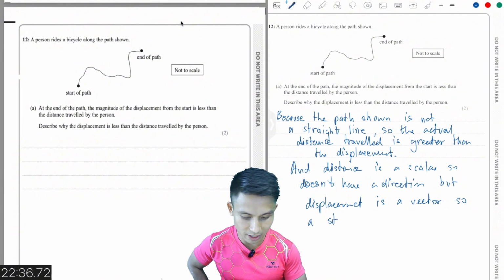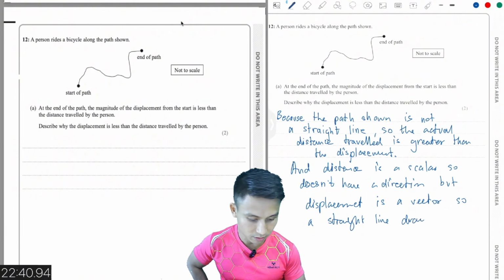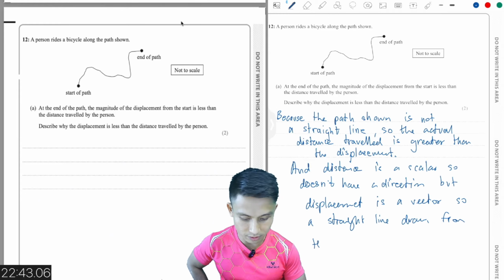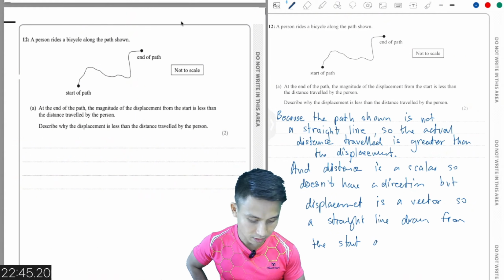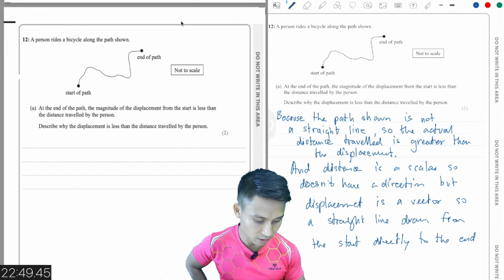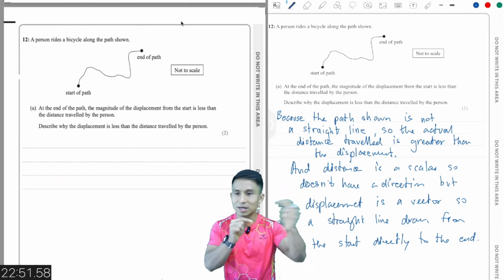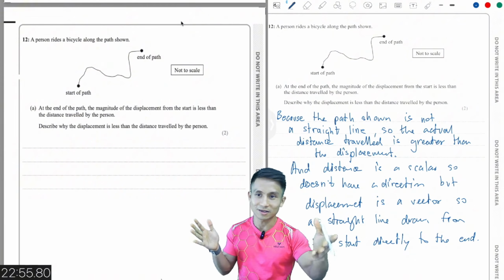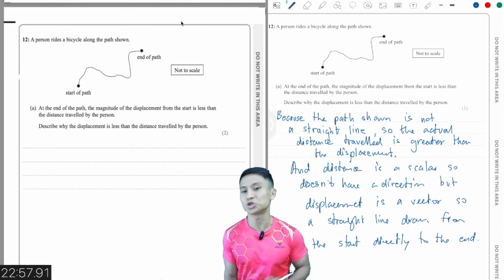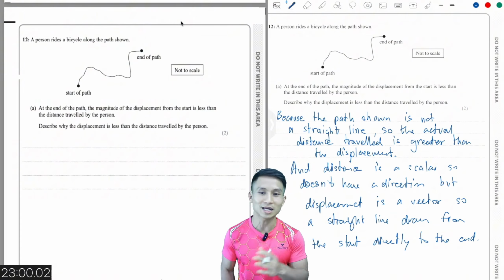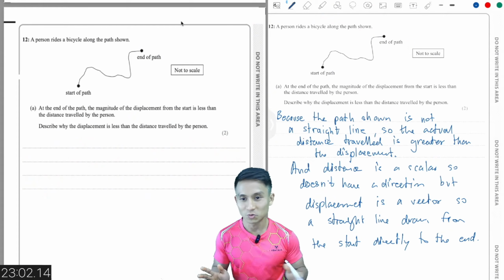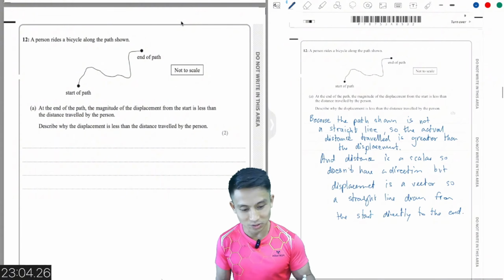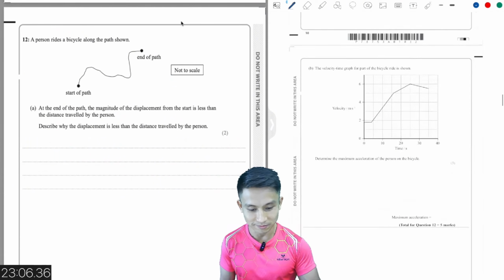So a straight line drawn from the start directly to the end. Because we have to make sense that the displacement is a straight line first, because it doesn't say here. It only says displacement. So we cannot assume that the question already knows that displacement is a straight line. We've got to say something about that first. So that would make this a perfect 2 marker.